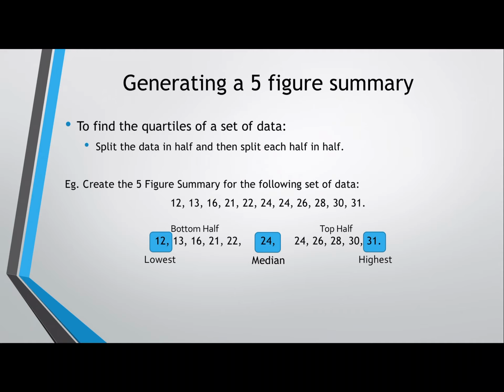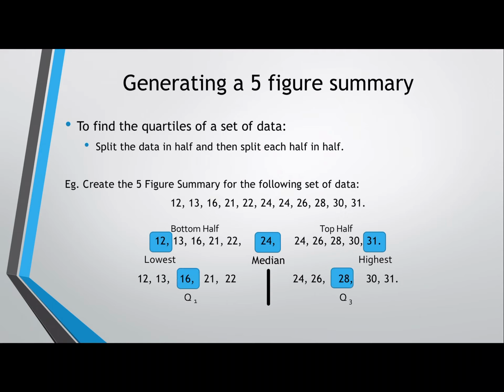Our lowest and our highest are still included in our lists when we go to our next step though. So as you can see, we've got our bottom half: 12, 13, 16, 21 and 22. Our median gets excluded from our top half and our bottom half, it's on its own in the middle. And then we have our top half, which has got 24, 26, 28, 30 and 31.